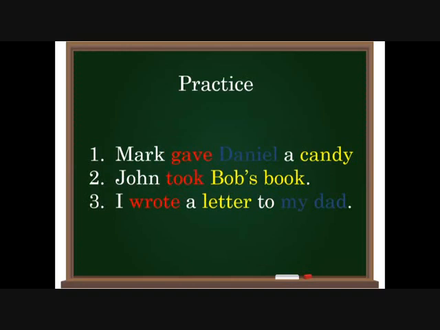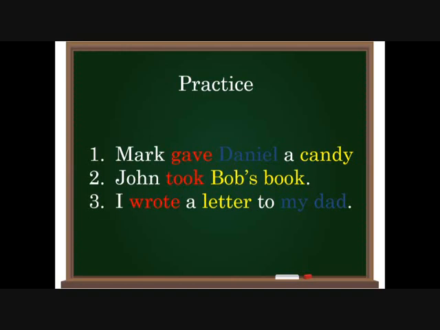The following practice involves both of them, to identify the direct object and the indirect object. In this case, we have: Mark gave Daniel a candy. The second one: John took Bob's book. And the third one: I wrote a letter to my dad. Identifying the subjects: in the first one Mark, in the second one John, and in the third one I. Then the verbs: gave in the first one, took in the second one, and in the third one wrote.